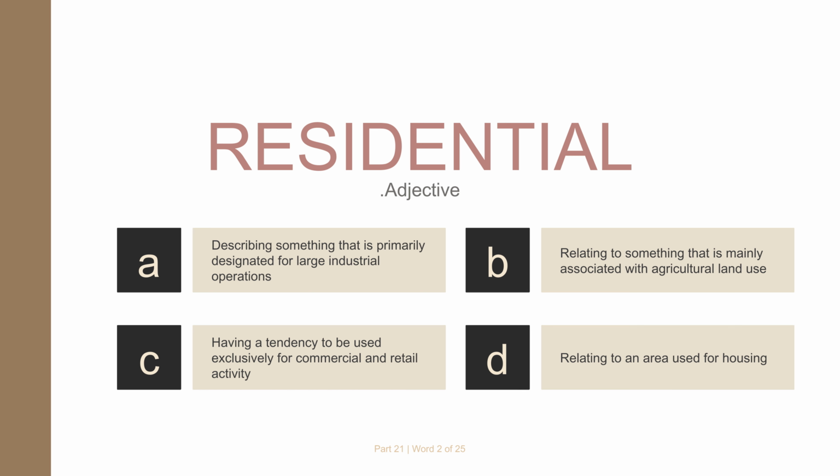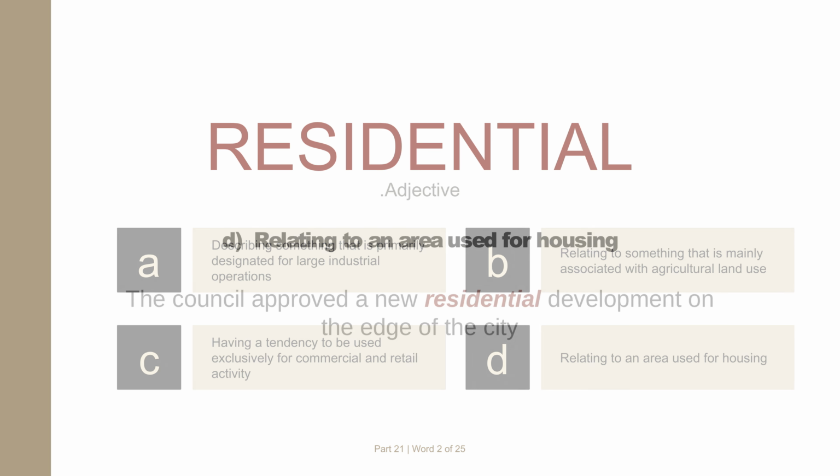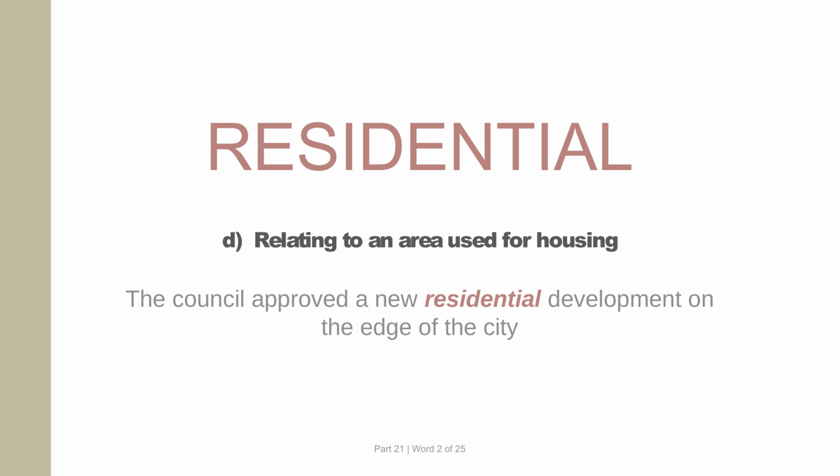Correct answer, option D. The correct meaning of residential is relating to an area used for housing. Example: the council approved a new residential development on the edge of the city.